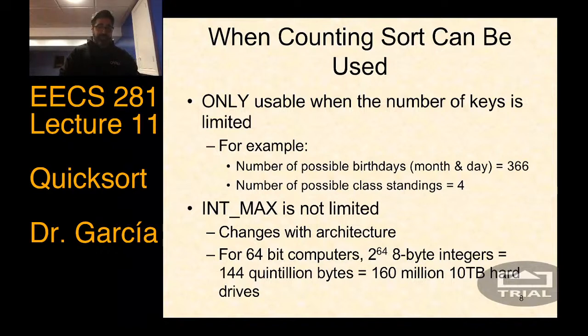There is, for example, another algorithm that is similar, but it's not exactly the same as this one. It's bucket sort. You might have heard of that one. The idea is that you should have a limited number of buckets in which you can place the items, such as the number of possible birthdays, which is 366, or the number of possible class standings, which we're saying is 4. If it's 10, it doesn't matter, as long as it's a countable, limited number of distinct keys.